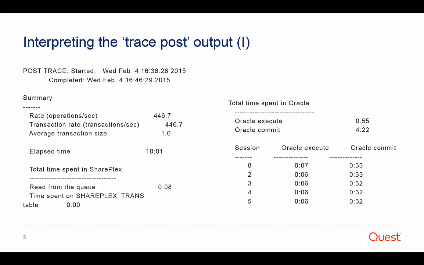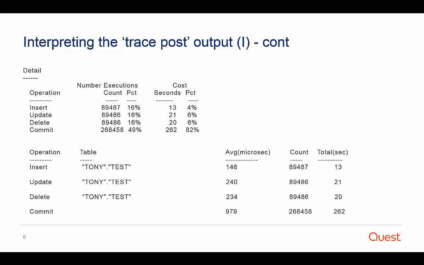It tells you how much time is spent in SharePlex, with the post main thread reading messages from the post queue, and how much time post spends on checkpointing the SharePlex trans table inside Oracle. It tells you how much time post spent in Oracle on execution and commit. They are broken down by operation type such as insert, update, delete, array insert, batch operations, and lob operations. It lists the top 5 tables which consume the most time during the data collection period by operation type, and it is sorted by the average execution time in microseconds.